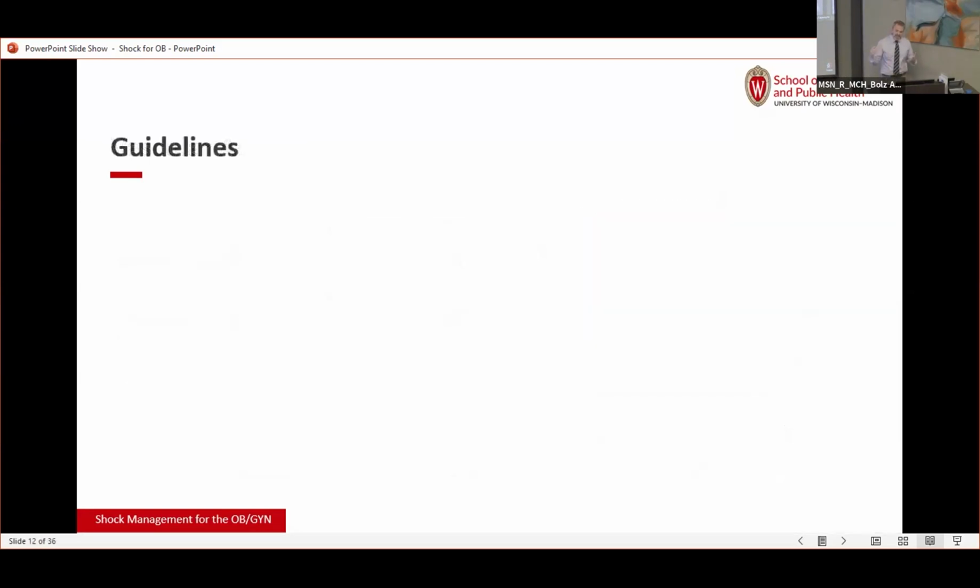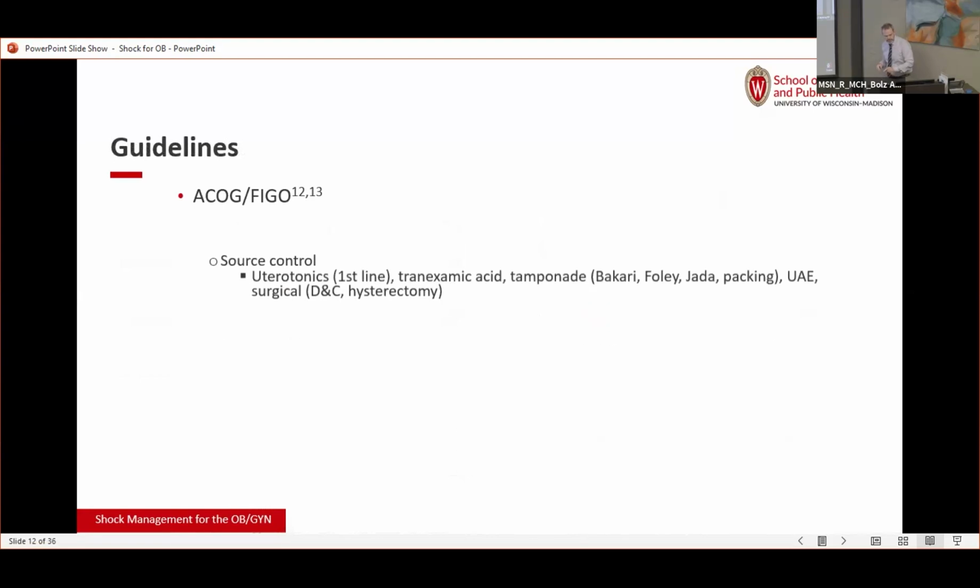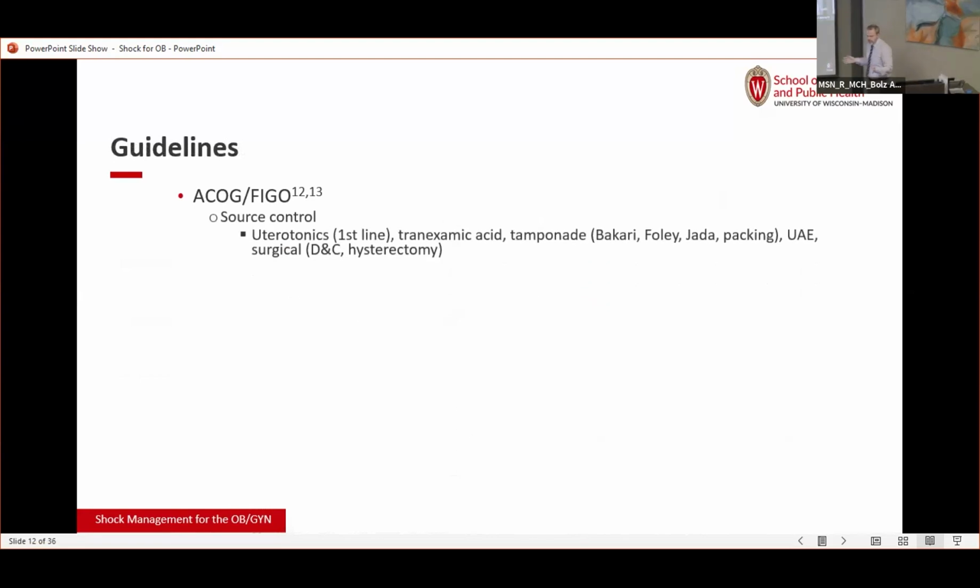So what do the guidelines tell us about resuscitating somebody in hemorrhagic shock? So ACOG and FIGO have a couple of them. Okay. Like I mentioned, source control is our first line. And as I said, I'm not going to lecture you on how to stop a hemorrhage. That's what you're going to residency for, or you've been through residency to do. Okay. And most of you, I'm expecting you to all be experts when you get done with your training at this, okay? Because we do this all the time.